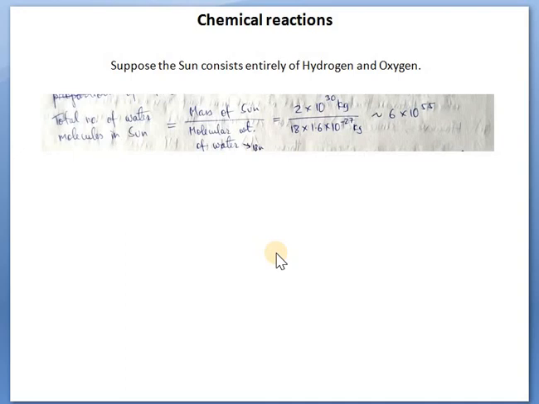Now again we will consider our sun. So suppose the sun consists entirely of water, or you say hydrogen and oxygen, a very basic example. Then the total number of water molecules in the sun is just the mass of the sun divided by the molecular weight of water, and it comes out to be 6 into 10 to the power 55 or so.